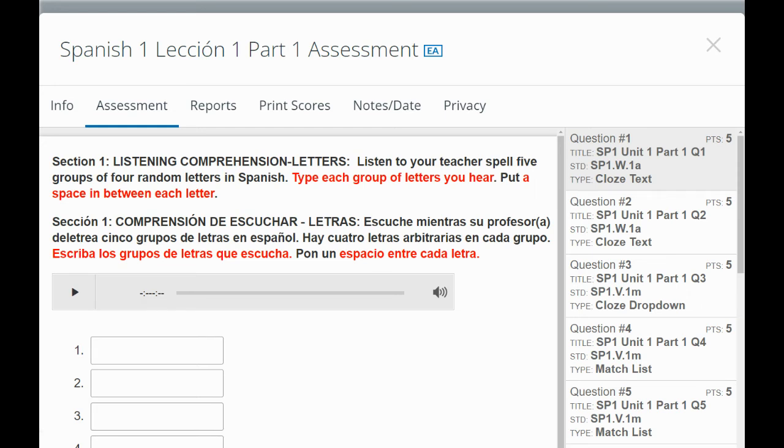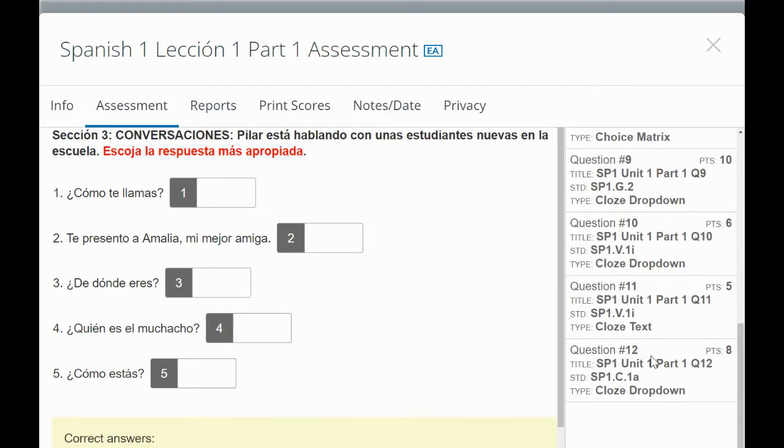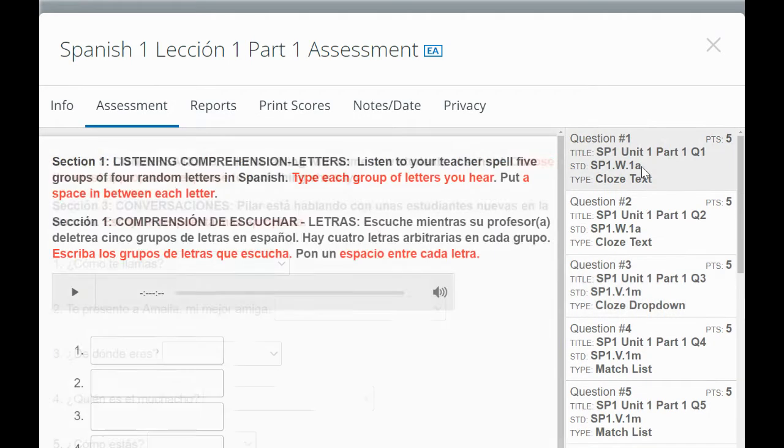Okay, y'all. Well, here is your Spanish 1 Lección Uno Part 1 assessment. There are two parts to this test. This first part is worth 78 points, and you can see that there are multiple parts to this test. There's 12 to Part 1. Let's take a look at question 1.